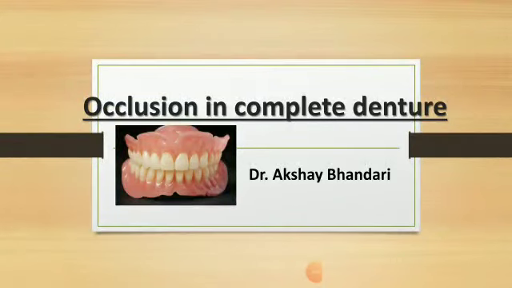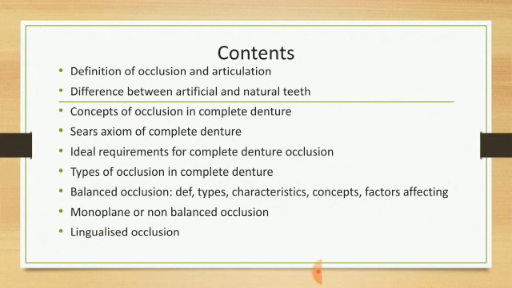Let's see about occlusion in complete denture. Here are the contents: definition of occlusion and articulation, difference between artificial and natural teeth, then concepts of occlusion in complete denture, Sears axiom of complete denture, ideal requirements for complete denture occlusion, types of occlusion in complete denture, then most important, balanced occlusion, its definition, types, characteristics, concepts of balanced occlusion given by various authors, factors affecting balanced occlusion. Next we have monoplane or non-balanced occlusion, lastly followed by lingualized occlusion.